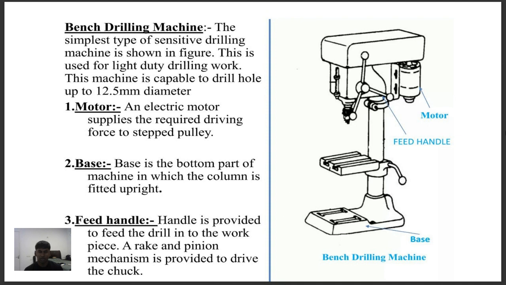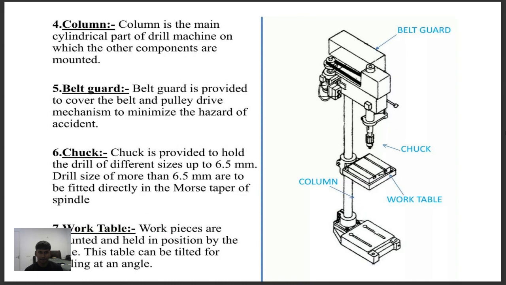Bench drilling machine. The simplest type of sensitive drilling machine is shown in the figure. This is used for light duty drilling work. This machine is capable to drill a hole up to 12.5 millimeters in diameter. Motor. An electric motor supplies the required driving force to stepped pulley. Base. Base is the bottom part of the machine in which the column is fitted upright. Feed handle. Handle is provided to feed the drill into the workpiece. A rack and pinion mechanism is provided to drive the chuck.